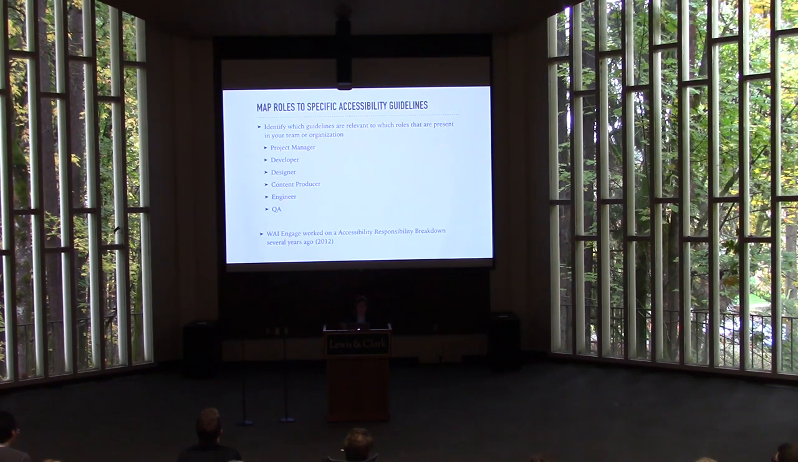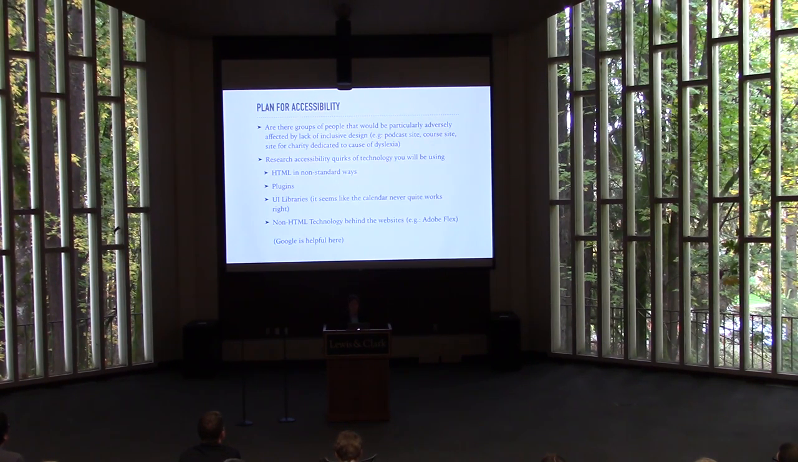There's the WAI Engage team. They worked on this accessibility responsibility breakdown back in 2012. And it's kind of hard to parse, but if you're looking for inspiration on how to assign the different accessibility guidelines to the different roles, that's actually a really great resource to start out. It has quite a couple of matrices and breaks the accessibility guidelines down into their various components.